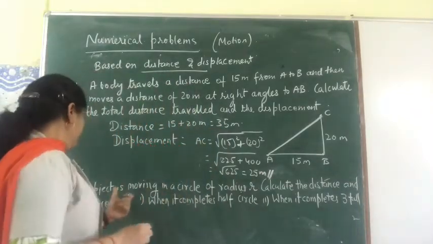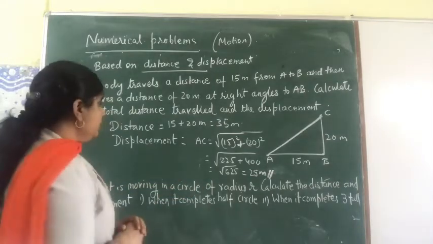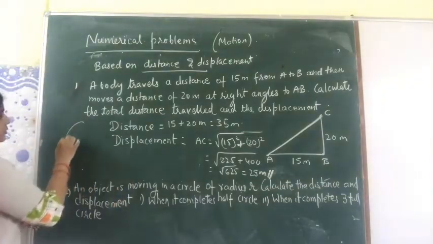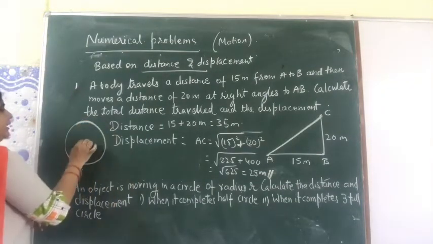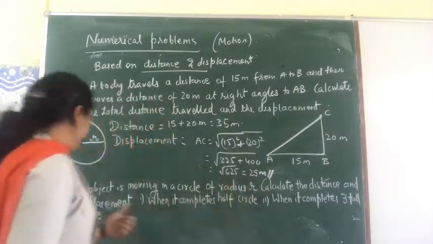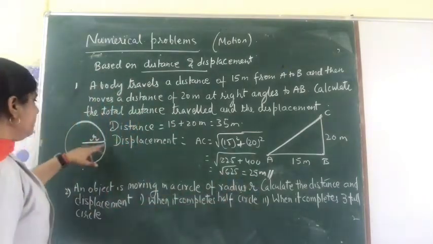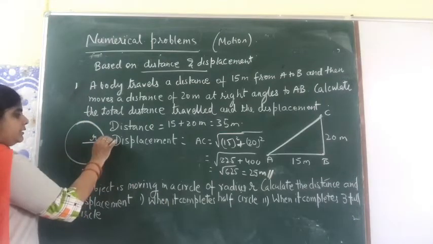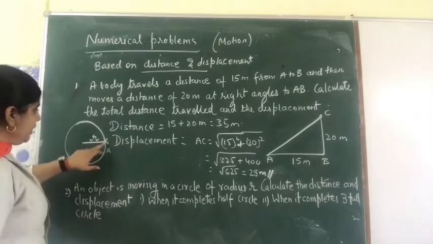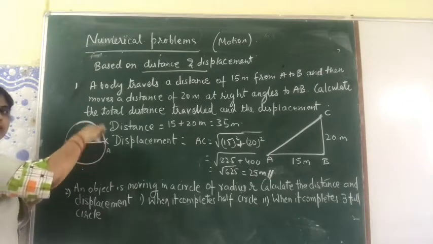Now look at one more problem. An object is moving in a circle of radius r. So you can draw a circle of radius r. Next, calculate the distance and displacement when it completes half circle. When it is completing half circle, suppose it starts from this point. I call this point A. So when it moves half circle, it is moving around the circumference, correct?